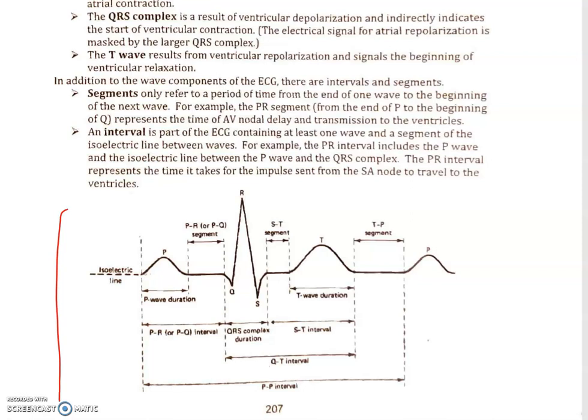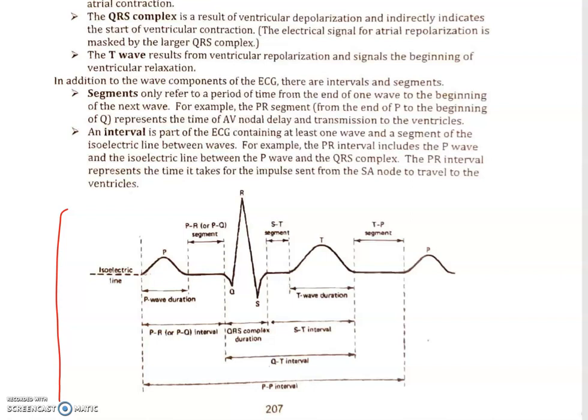It spells out exactly what component of the ECG means what. Here will be the P wave duration. Here is the PQ segment, a stretch of baseline, then the QRS complex. Here you have the QT interval.